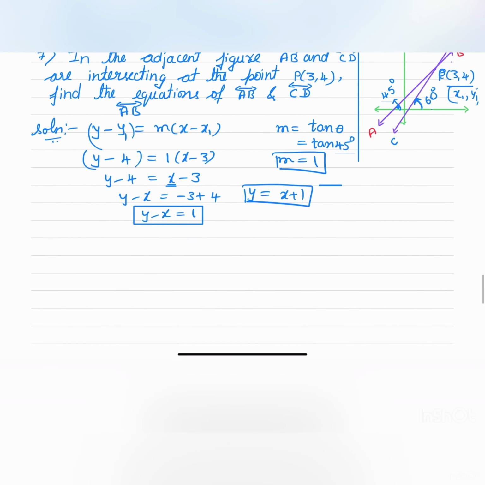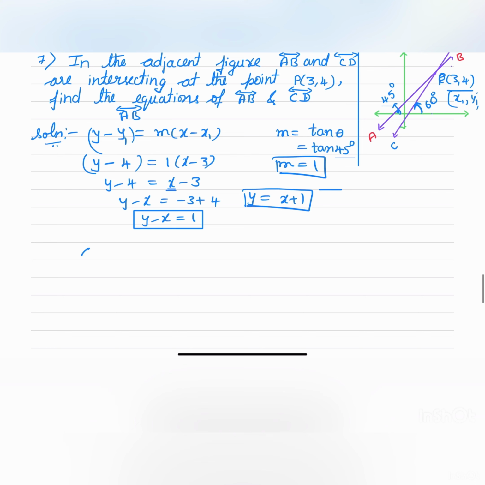Then we have to find the equation for CD. Let us do that. The formula is the same and the point is also the same, only the inclination differs. So it is 60 degrees. We have to find the slope for this. Tan 60, m is equal to root 3.